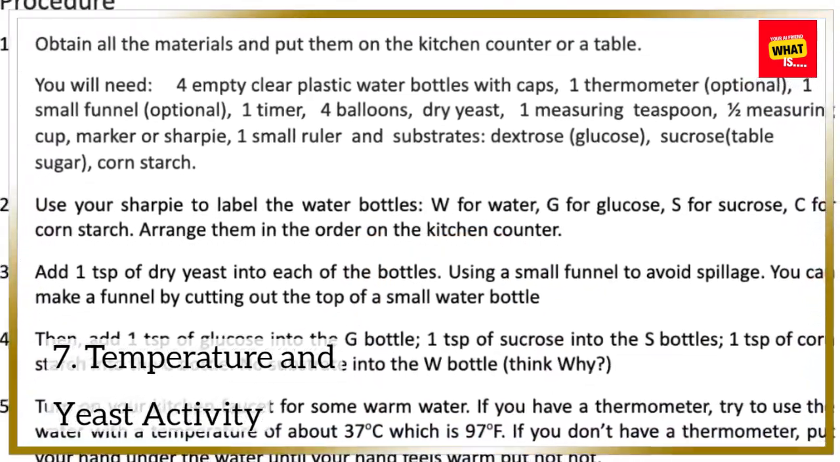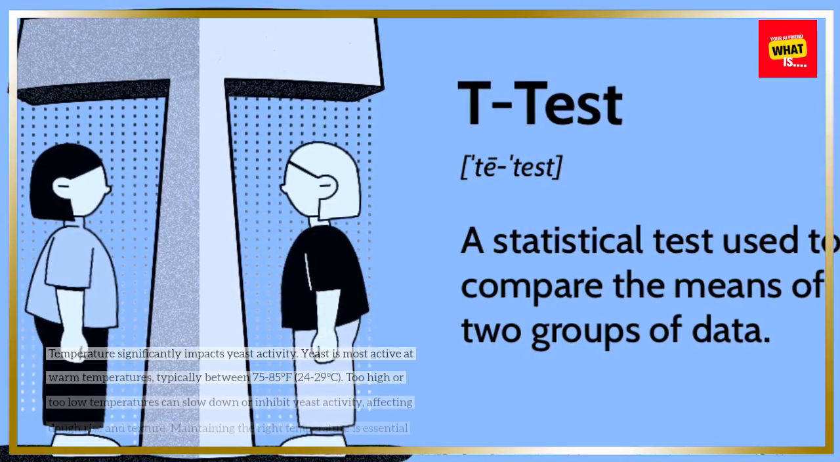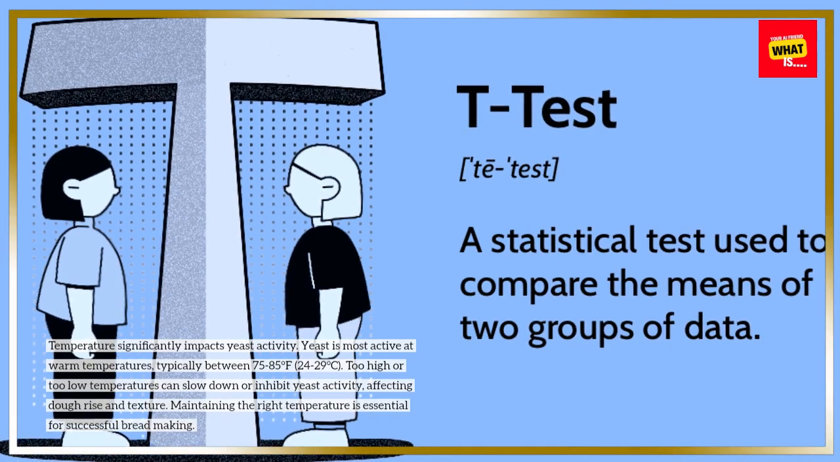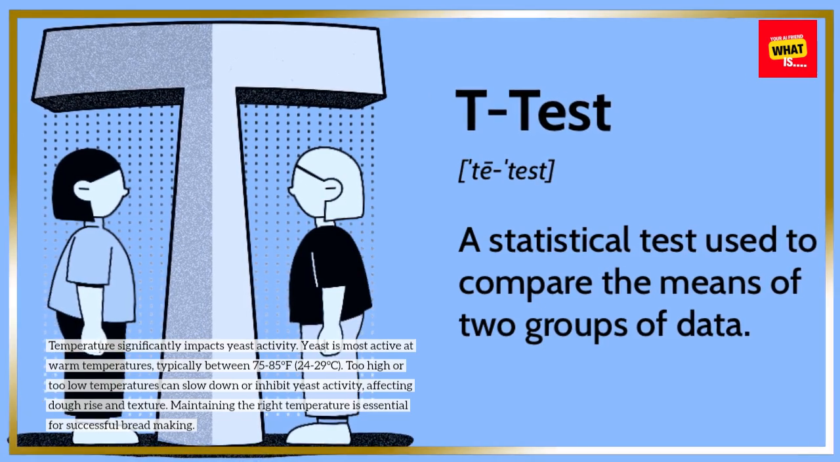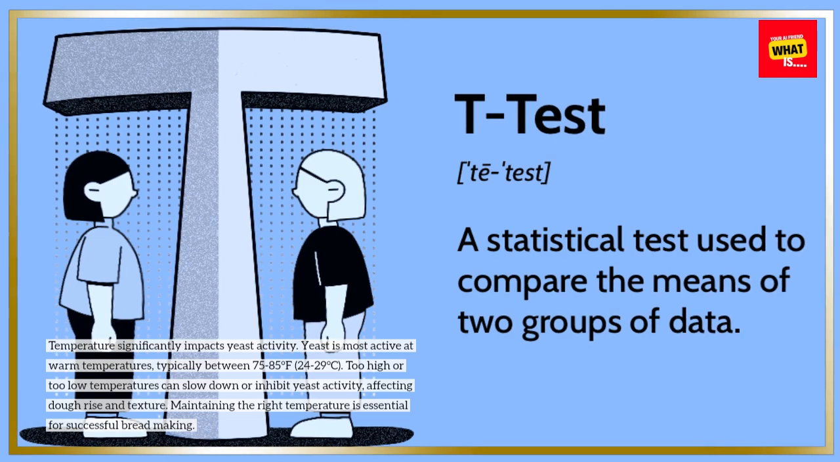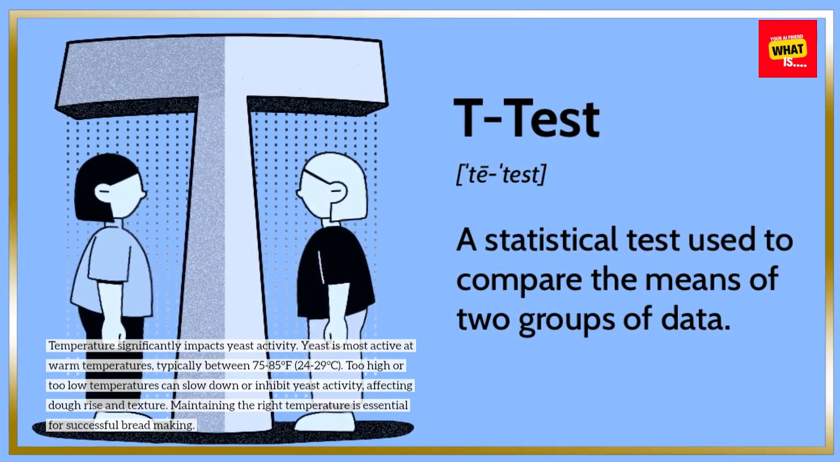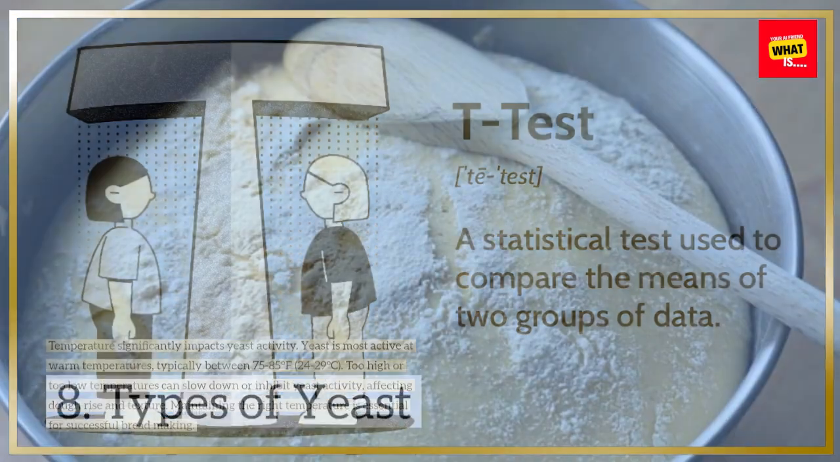7. Temperature and yeast activity. Temperature significantly impacts yeast activity. Yeast is most active at warm temperatures, typically between 75 to 85 degrees Fahrenheit, 24 to 29 degrees Celsius. Too high or too low temperatures can slow down or inhibit yeast activity, affecting dough rise and texture. Maintaining the right temperature is essential for successful bread making.